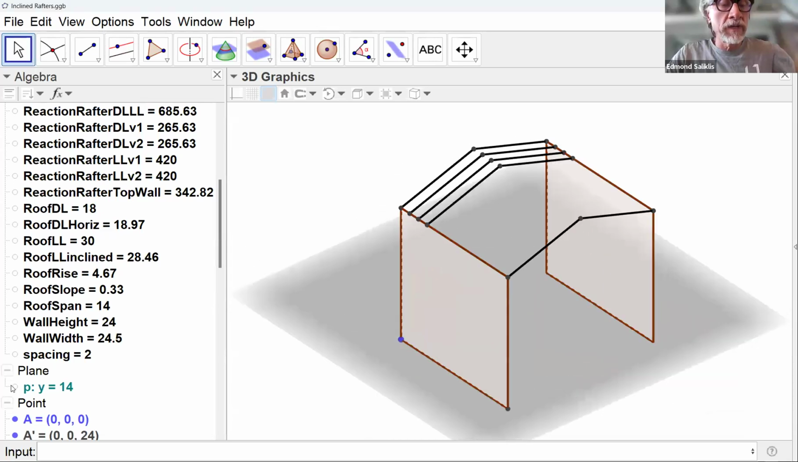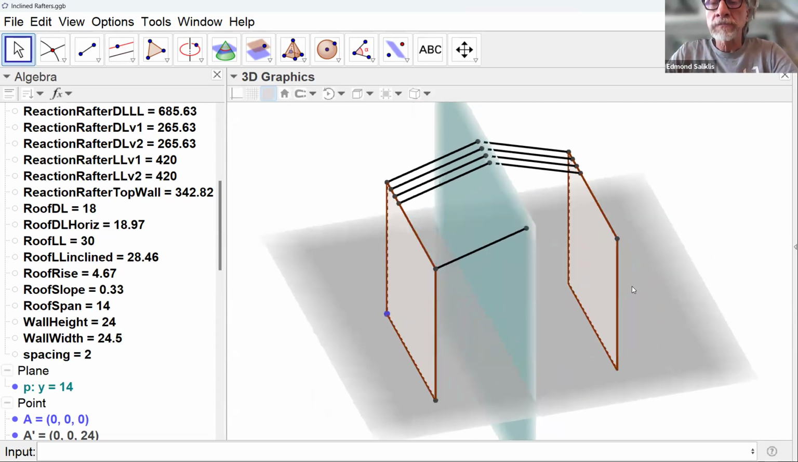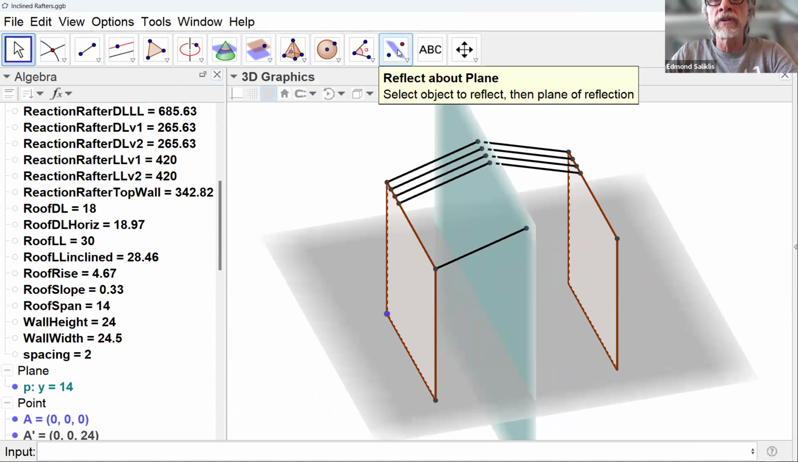I just created this plane here. You could see this plane. Let me just delete this line and then you'll see what I did here. It's really fast. I just used this button here, reflect about the plane. So it's the third from the right, reflect about a plane. Select the object to reflect, then the plane of reflection. There's the object and there's the plane. That's it, and it just reflects like a mirror. So that was kind of nice. You don't have to do that, but I liked it.